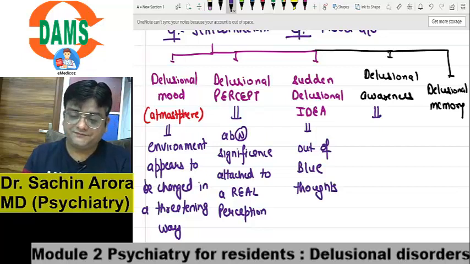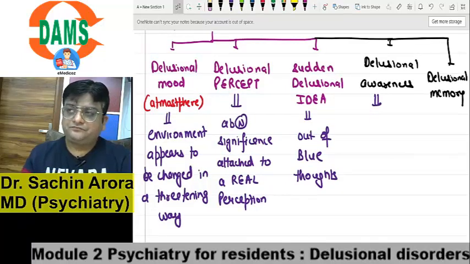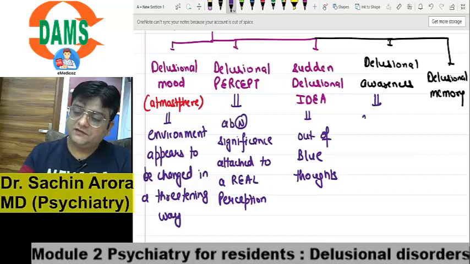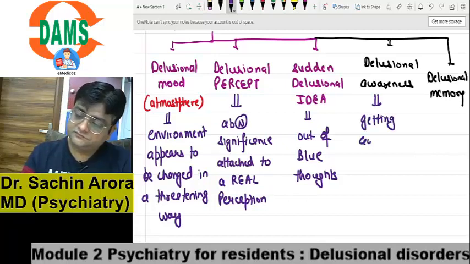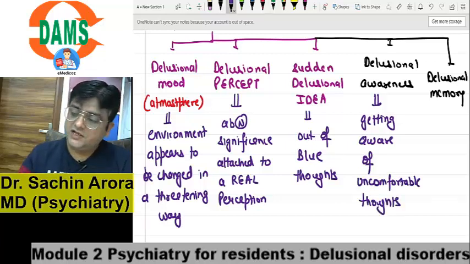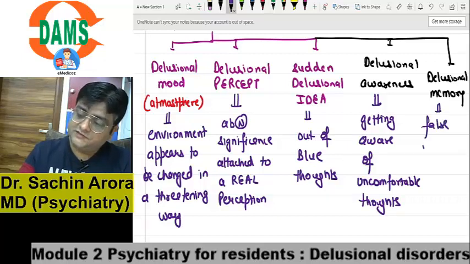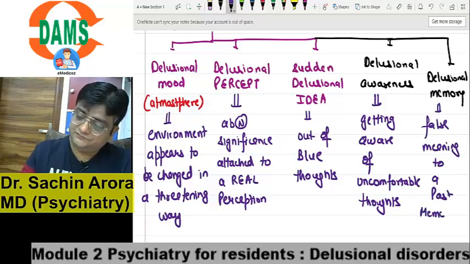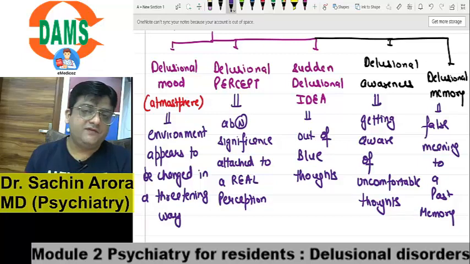Delusional awareness is getting aware of the uncomfortable thoughts. And delusional memory is false meaning to a past memory. Some people call it a retrospective delusion.